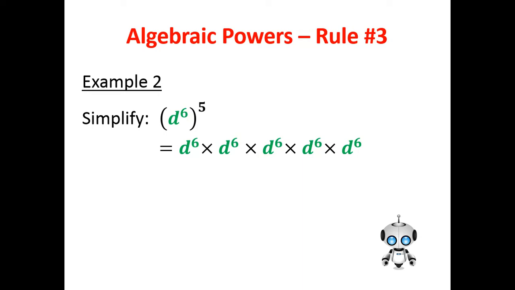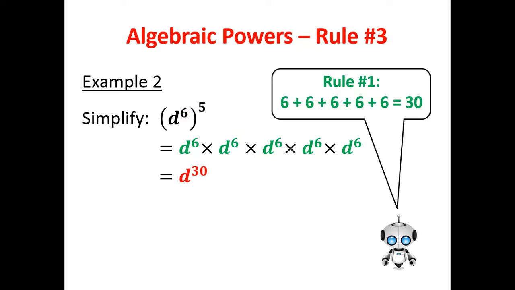D to the power of 6 times d to the power of 6 times d to the power of 6 times d to the power of 6 times d to the power of 6 makes d to the power of 30. Once again, think back to rule number 1. When we multiply powers, we can add them. 6 plus 6 plus 6 plus 6 plus 6 is 30.